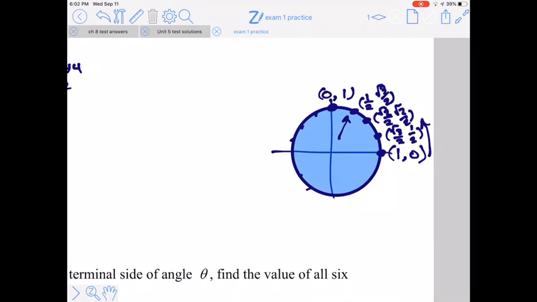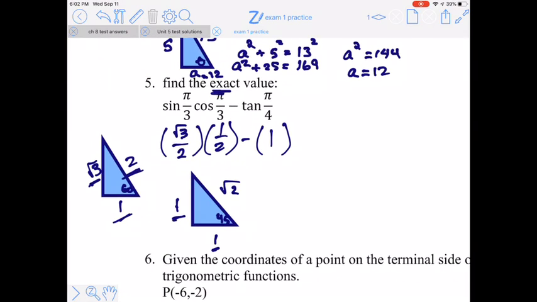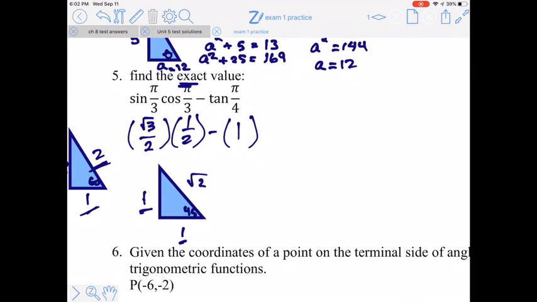Or if you wanted to use the unit circle, what was the definition of tangent on the unit circle? Y over x. And 45 degrees is this guy right here, and y and x are the same, so it's square root 2 over 2 divided by square root 2 over 2, which is 1. So now, performing these, this is just arithmetic from here on out.